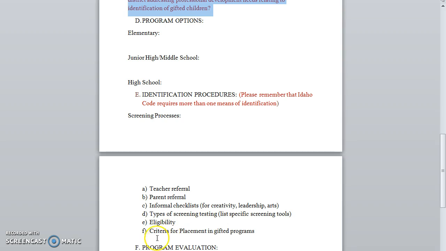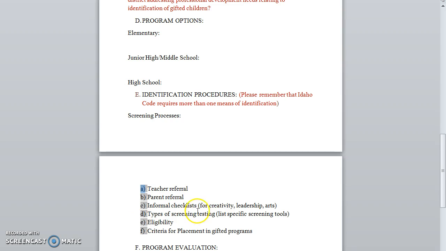So what are the processes that you use for screening? And here are some ideas that you may have in your school. Teacher referral, parent referral, and sometimes even student referral. When the student keeps saying, I already know this, or I'm really bored with school, then have a checklist ready for them to fill out. And if they can fill it out really more than adequately, maybe that's a referral you should look at.